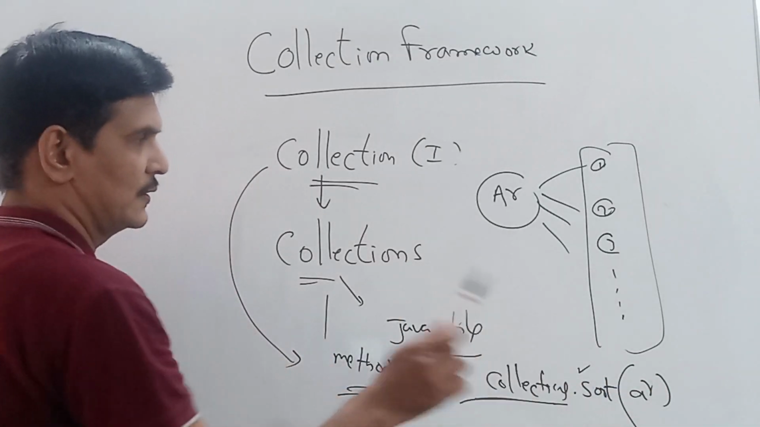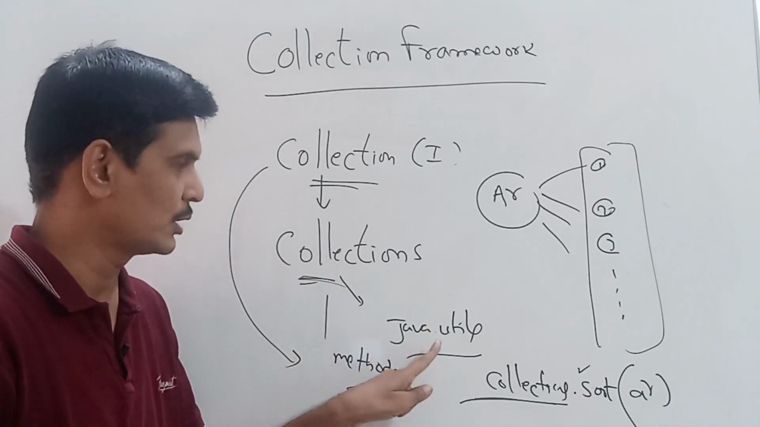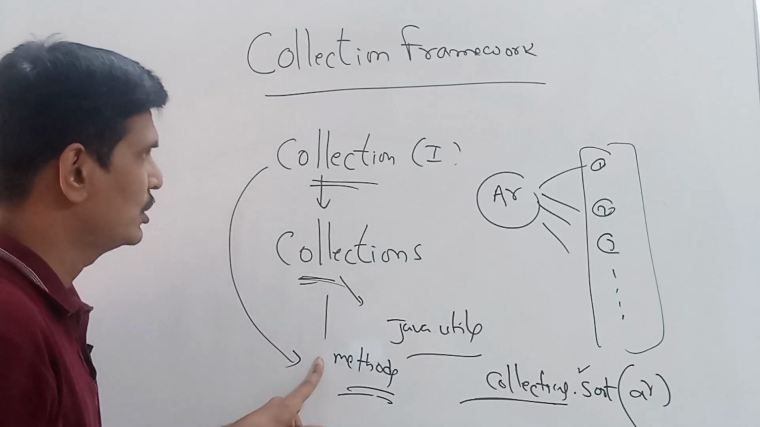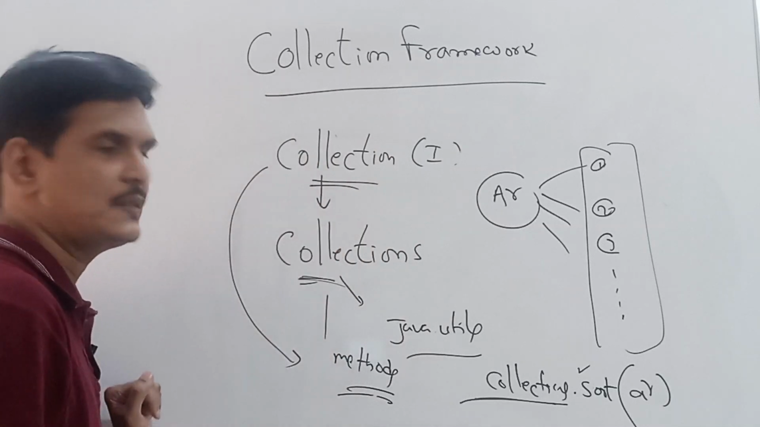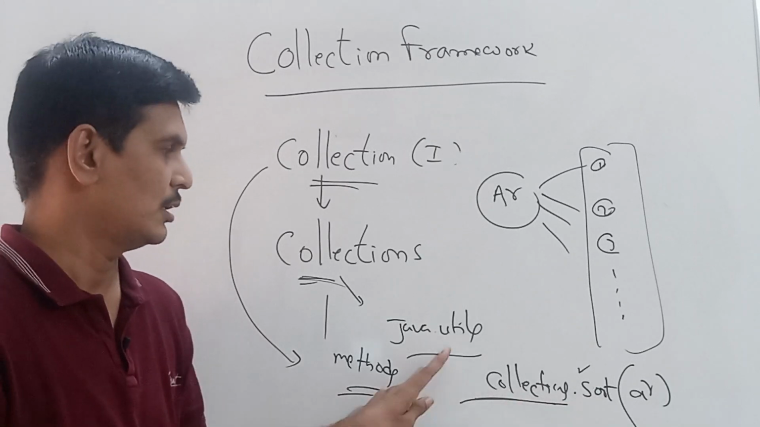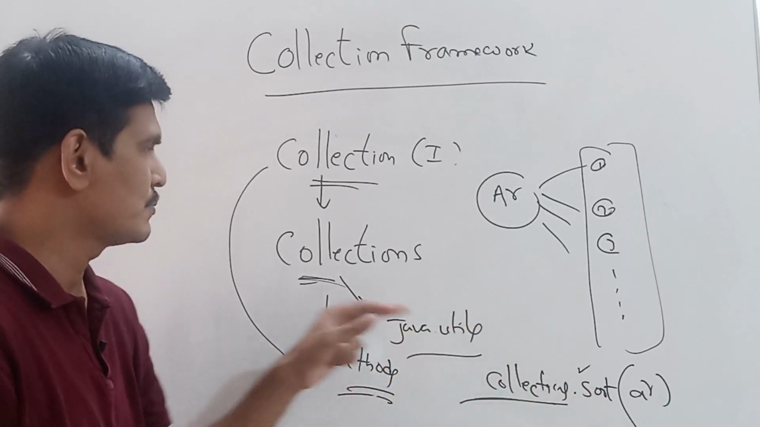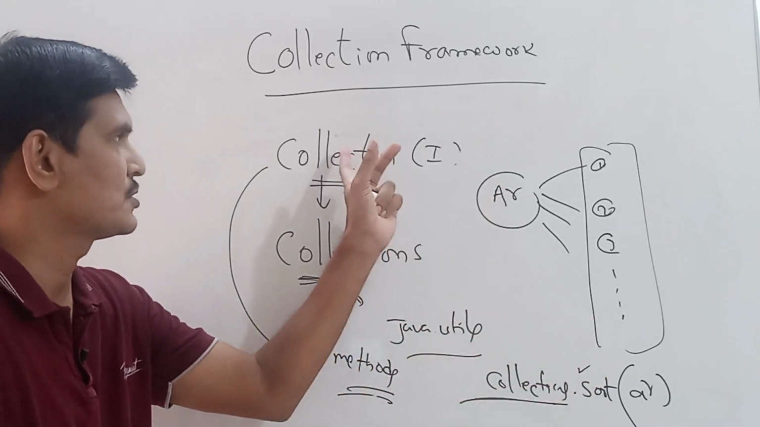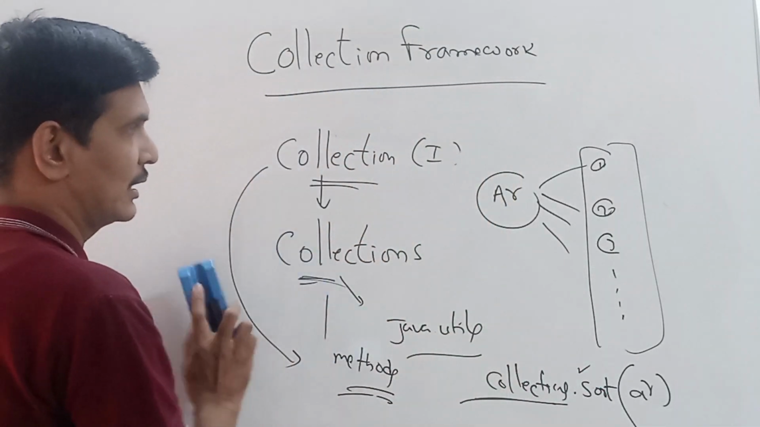What we have to understand here is that Collections is a predefined class available inside the java.util package, which provides a number of methods, and we can use those methods to perform certain operations on collection objects. Here, Collection is an interface. Collections is a predefined class available inside the java.util package. Like the sort method, there are many methods available in the Collections class, and we can use them to perform operations on the collection object. So this is the basic difference between Collection and Collections.